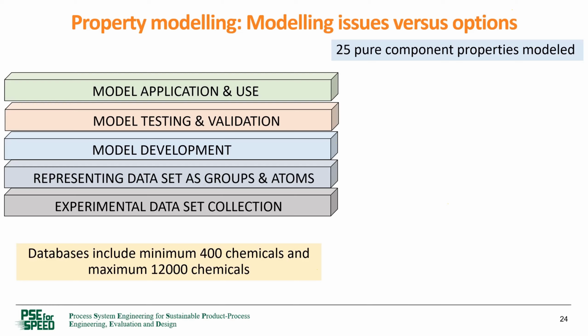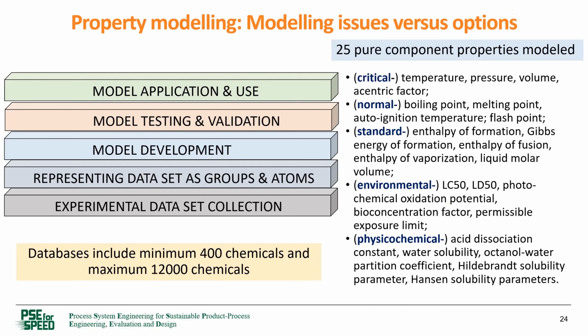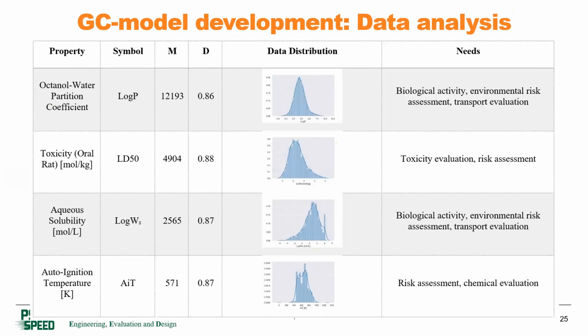And this is the set of 25 pure compound properties. We classified them as critical properties, normal properties, that is at the normal condition of temperature and pressure, standard properties, also at the standard condition, enthalpy of formation, and so on, environmental properties, and physicochemical properties. These are very common properties needed for many studies in product design and process design. Then the distribution of the data analysis, let's say.